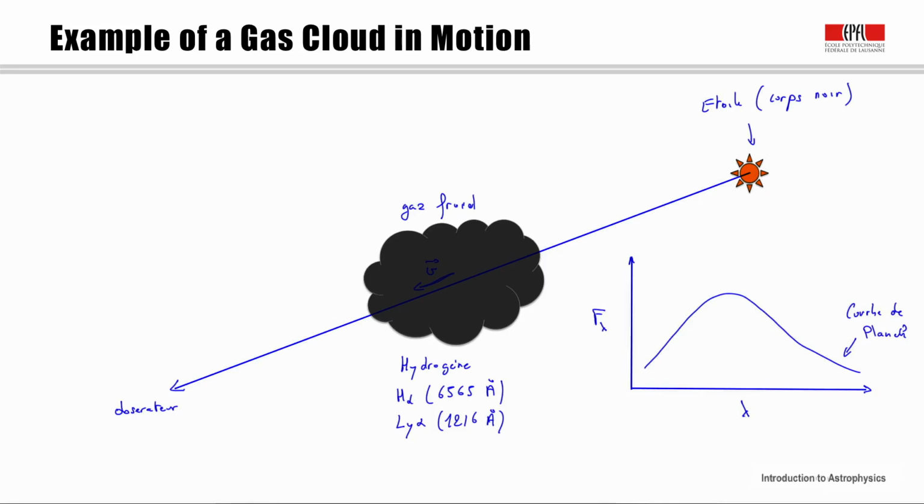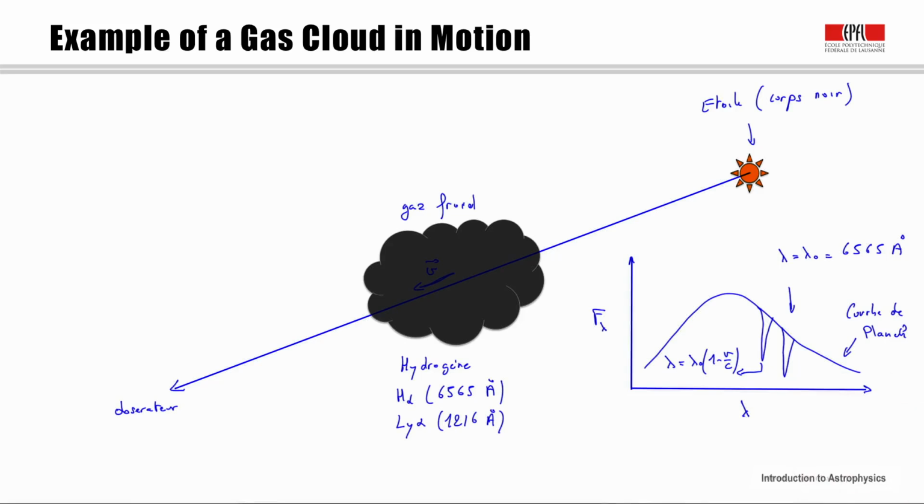What will be observed depends on the velocity of the cloud. If the cloud is at rest, an absorption line, for example, the line H alpha, will be observed at lambda equal to lambda 0 equals 6,565 angstrom, as v equals 0. If the cloud moves towards the observer, the line will be blue shifted, and the same absorption line will be observed, but toward the blue part of the spectrum. In this case, lambda equals lambda 0, 1 minus v divided by c.